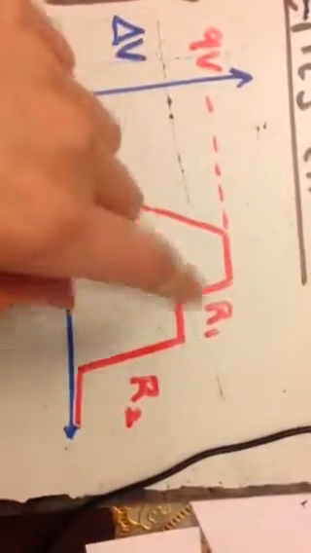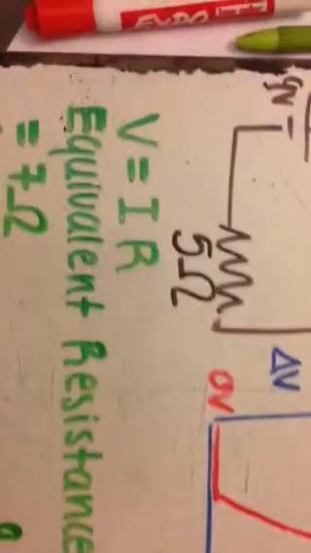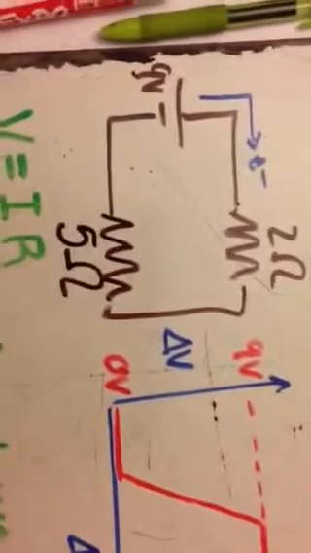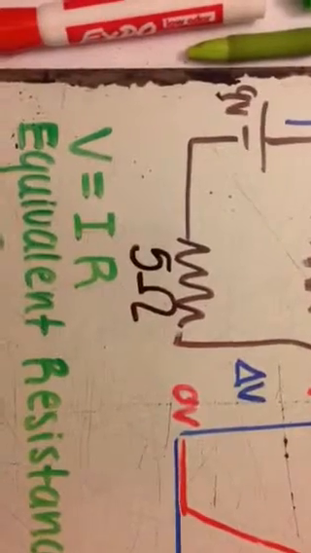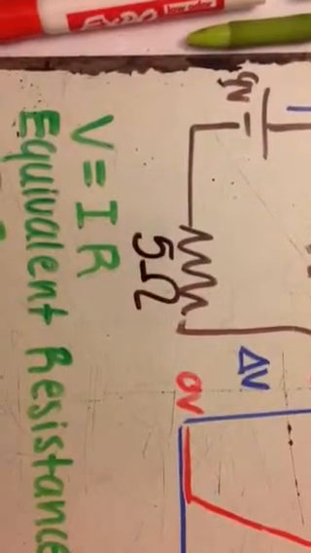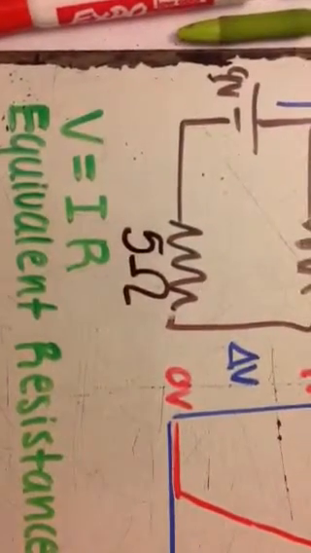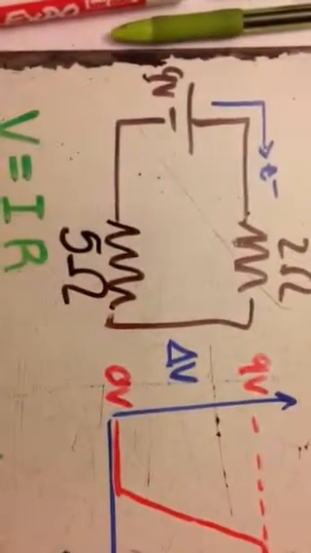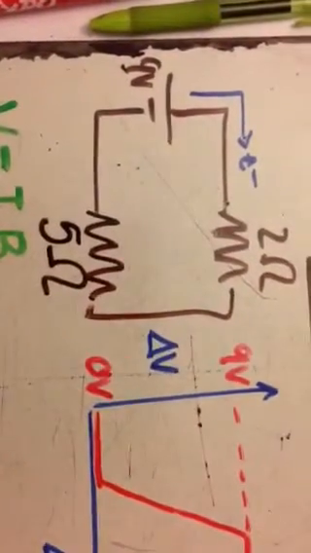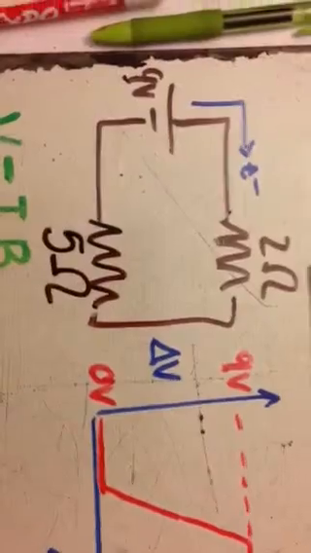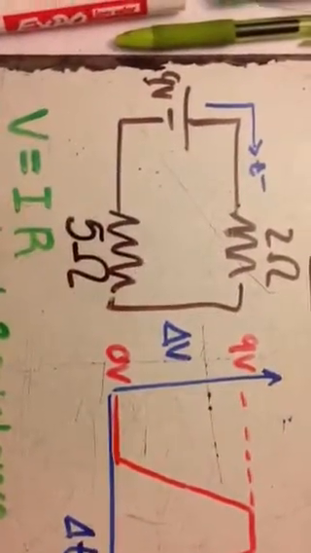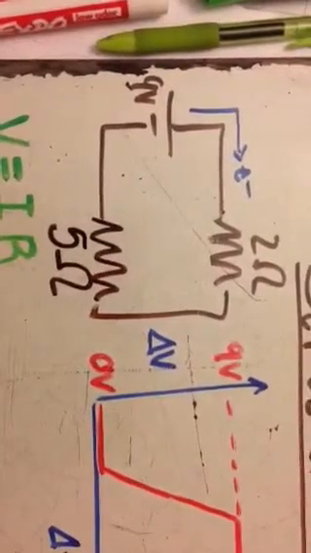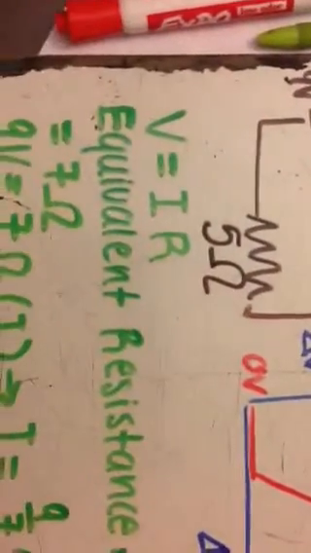Now, how do we determine how high these voltage drops are? Let's use Ohm's law. First, we must find the equivalent resistance, because Ohm's law requires the current, voltage, and the resistance. The equivalent resistance is equal to 2 ohms plus 5 ohms in the series circuit. Adding up these two resistances will give you one big resistor, 7 ohms.